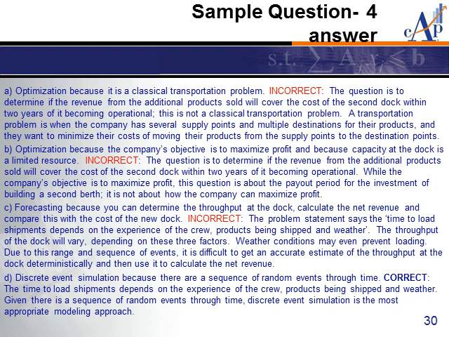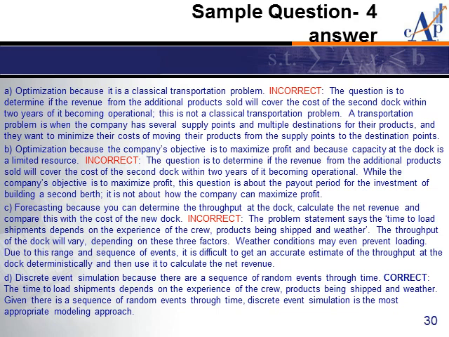First, A is incorrect because you might think it's a classical transportation problem, but it is not. The question is to determine if the revenue from the additional products sold covers the cost of the second dock within 2 years of it becoming operational. This is not a transportation problem, really. A transportation problem involves scheduling of movements, with the constant situation of trucks and flows of material. So though it has the words transportation problem, it is not a transportation optimization problem.